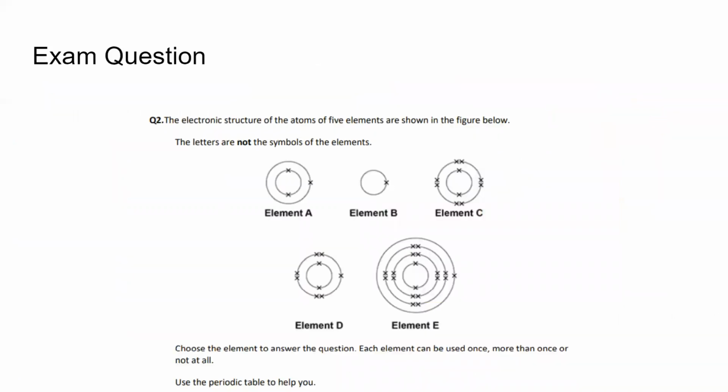Now let's get on to an exam question. The electronic structure of the atoms of 5 elements are shown in the figure below. So we have element A through to element E, and we have to answer the exam questions on these.